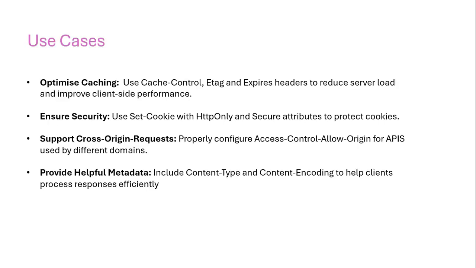Below are the use cases wherein we use these response headers. For example, for optimized caching, we can use headers like Cache-Control, ETag, and Expires to reduce the server load and improve client-side performance. Using Set-Cookie, you can ensure the security of the application, and you can support cross-origin requests using the Access-Control-Allow-Origin header. You can also provide helpful metadata like what the content type is, what content encoding is being used, and what the size of the content is, so that it helps the client process the response efficiently.